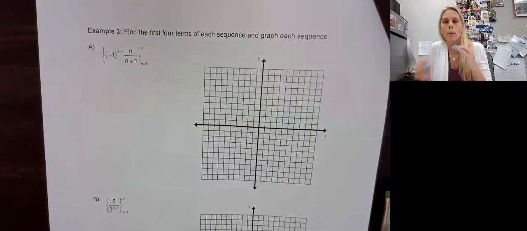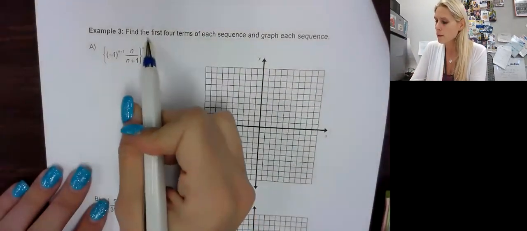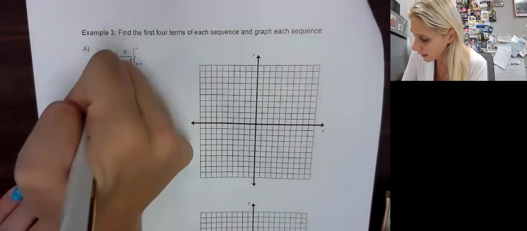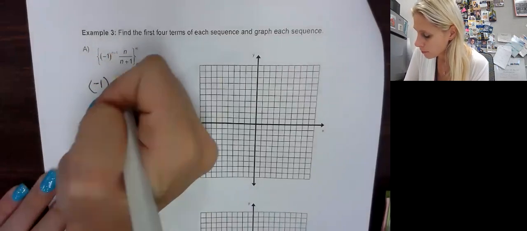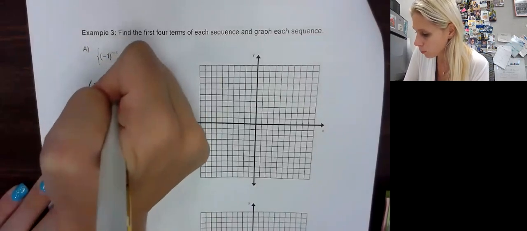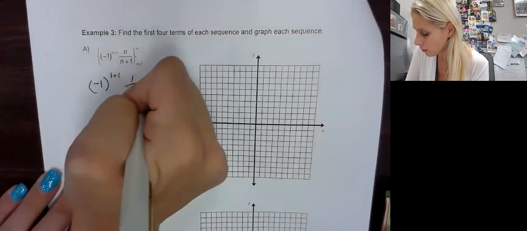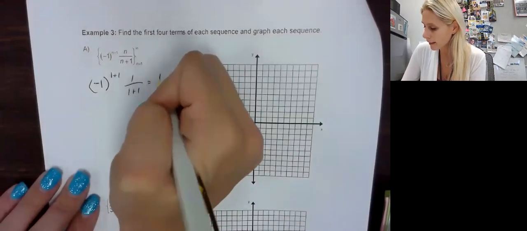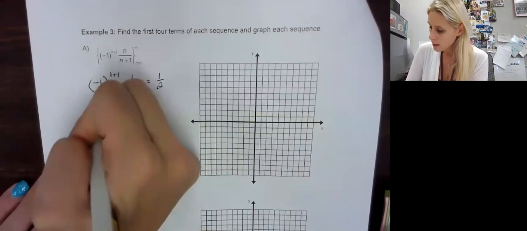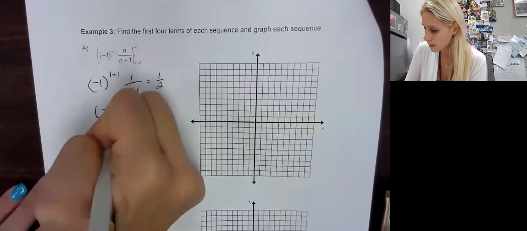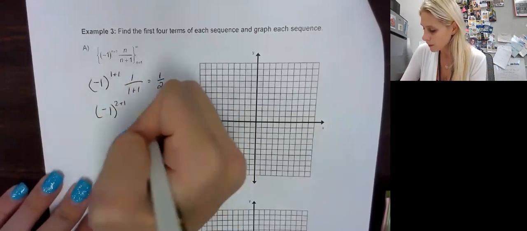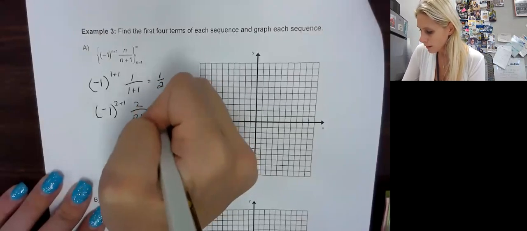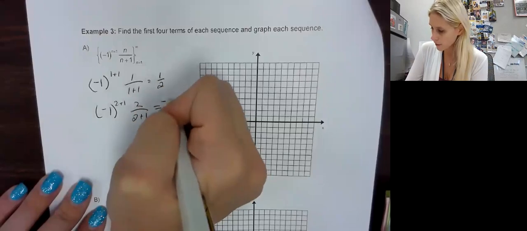All right, I'm not going to worry about the graph right now. Let's worry about plugging in. This goes on forever, but we're finding the first 4 terms. So for the first one, I would have -1, plug in my 1 for n, so 1 over 1 plus 1. When I calculate this out, I get 1/2. Okay, let's do the next one: 2 over 2 plus 1. Well, that gives us -2/3.